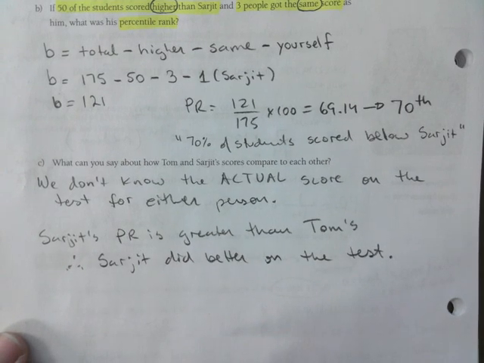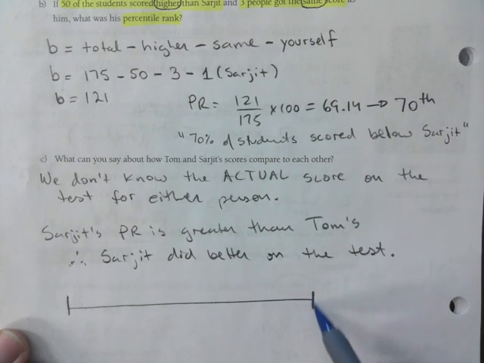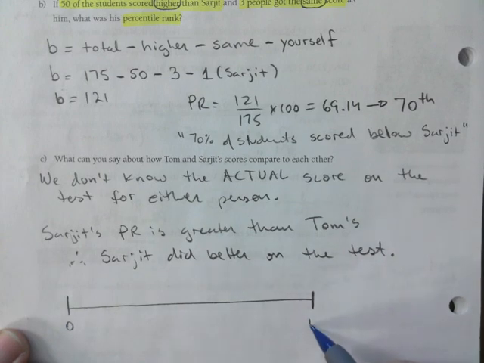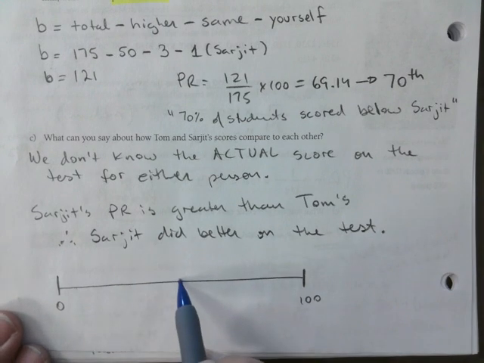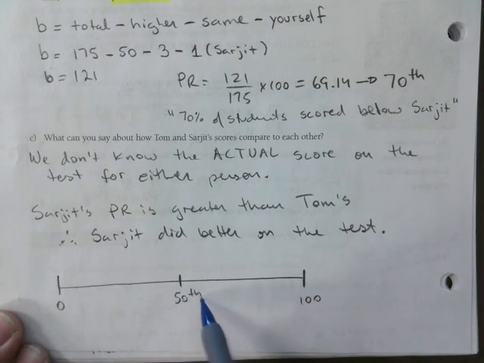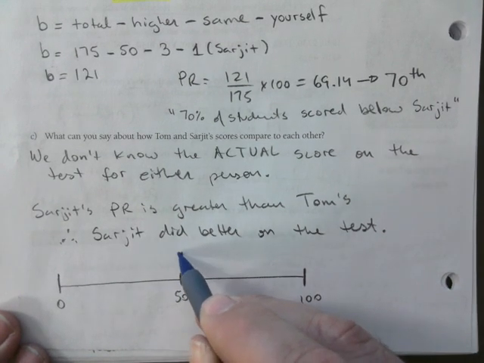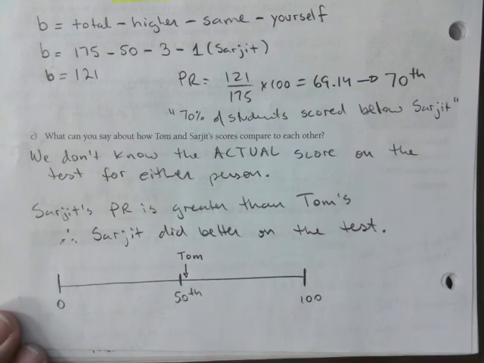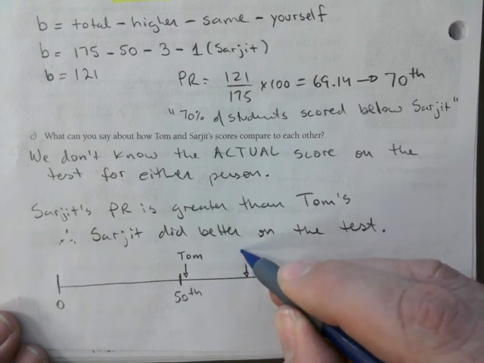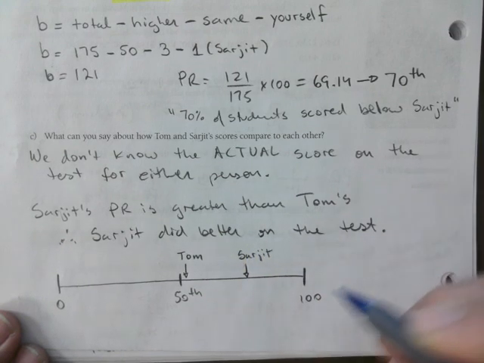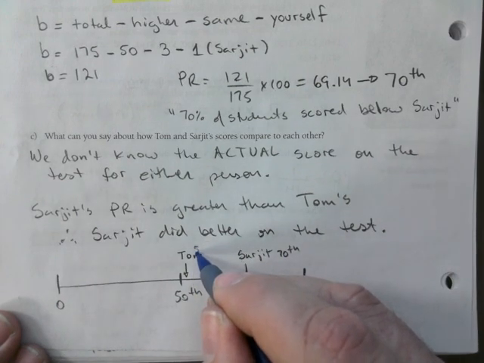Can we do this? This is also important for you to know. Complete addition here. This would be 0. This would be 100, right? Where would we put Tom? Let's put the 50th here. Tom would be right about there. And the 70th, I'm going to say it's right about there. So this is 70 and 52nd.